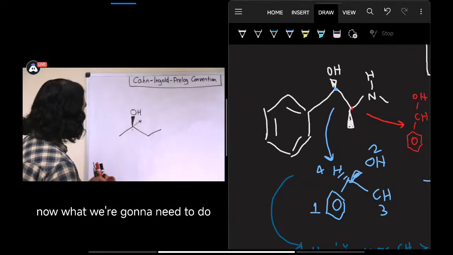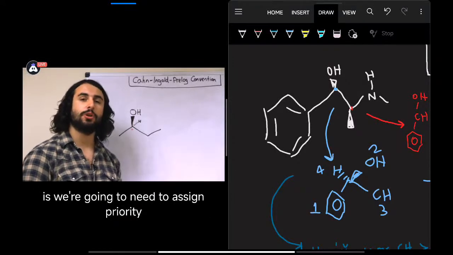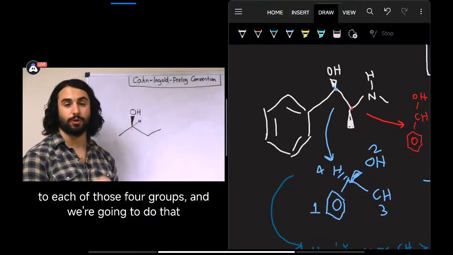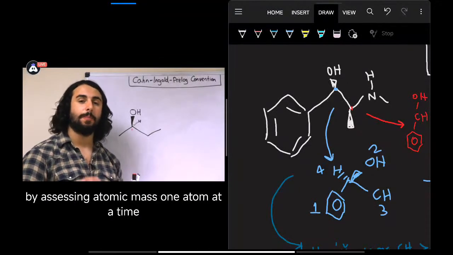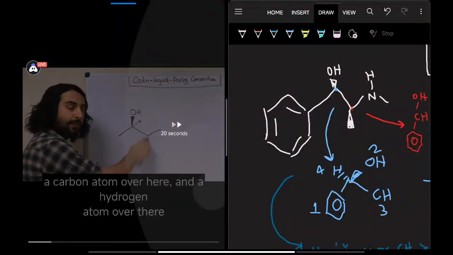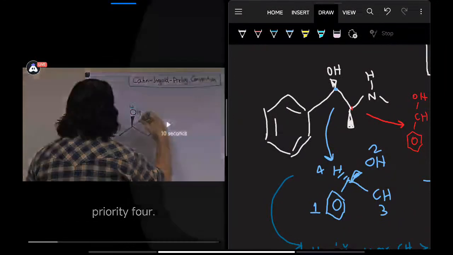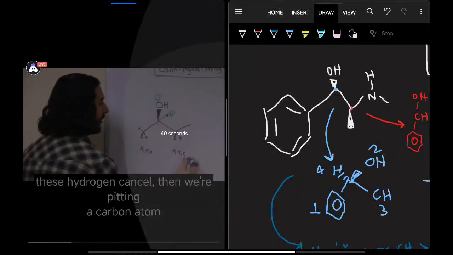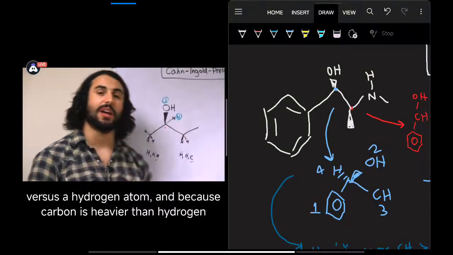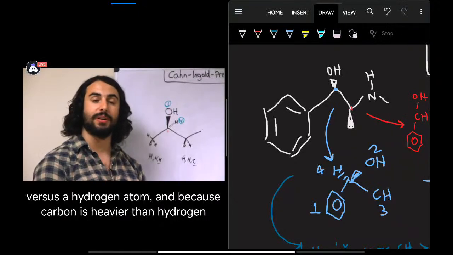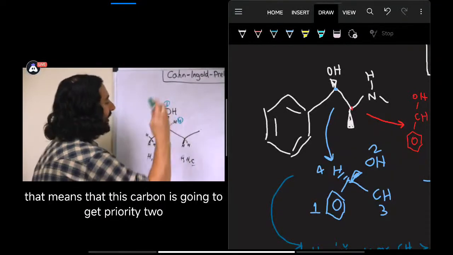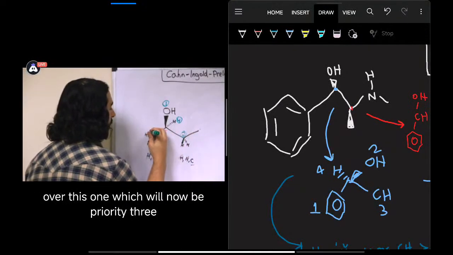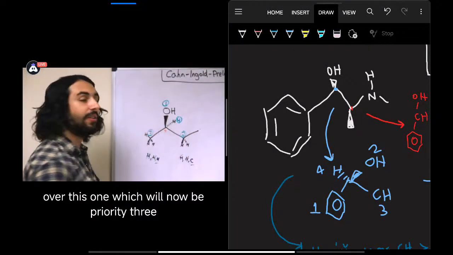Now, what we are going to need to do is assign priority to each of those 4 groups, and we're going to do that by assessing atomic mass against the chiral center. The hydrogen is priority 4. Then we're pitting a carbon atom versus a carbon atom, and because carbon is heavier than hydrogen, that means that this carbon is going to get priority 2 over this one, which will now be priority 3.